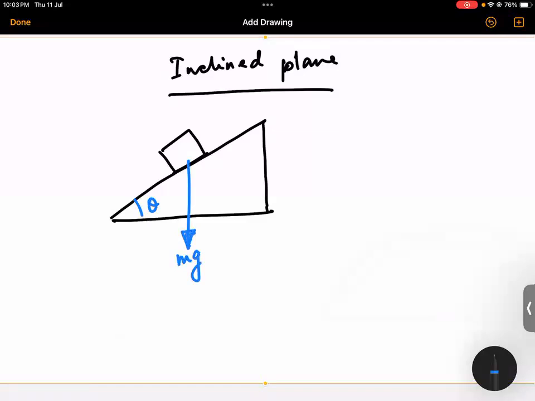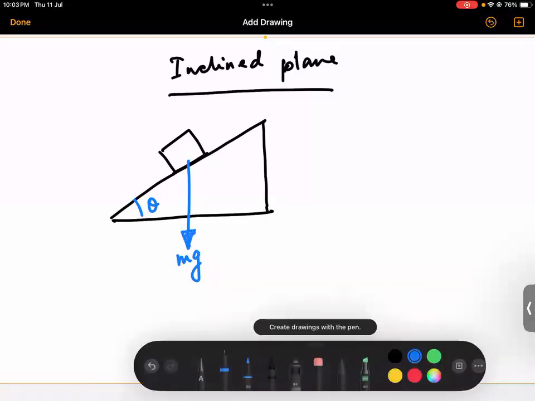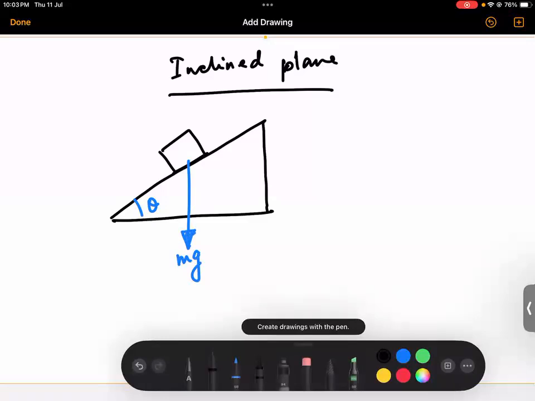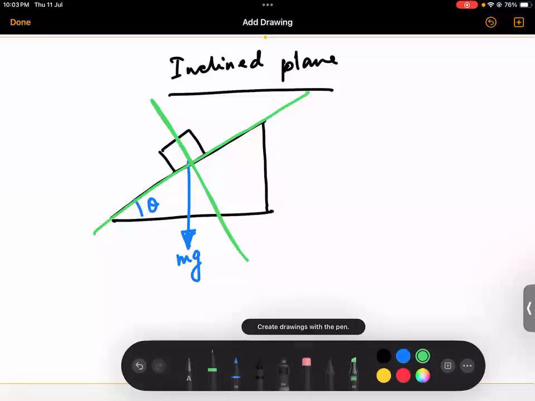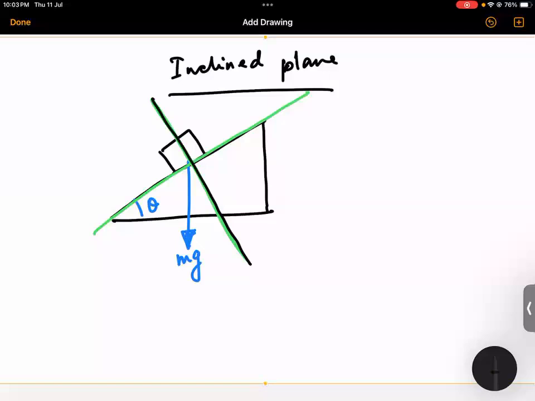Now, what you have to do, first step, is always try to resolve the mg into components. That means you will take two axes like this. One along the inclined plane, and another perpendicular to the inclined plane, because ultimately the motion of the body will be along the inclined plane. So naturally I have to take these two axes.